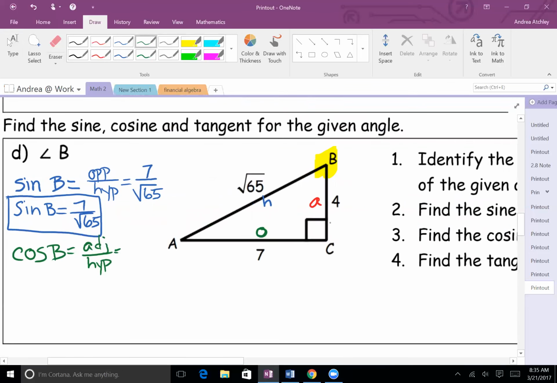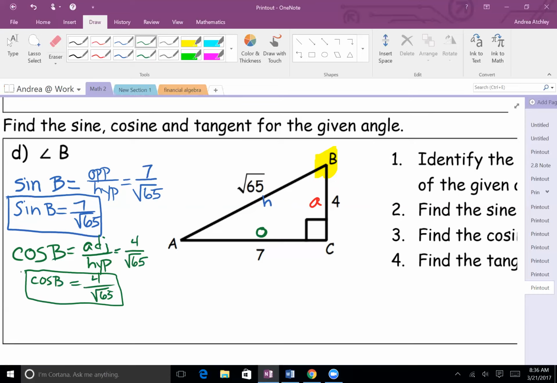Okay, so I'm going to look at my figure. I'm going to have adjacent is 4 over the hypotenuse of the square root of 65. So the cosine of B equals 4 over the square root of 65. Any questions over that? Okay, again, we would reduce if we could, but 4 and the square root of 65 can't be reduced at all, so we just leave it.